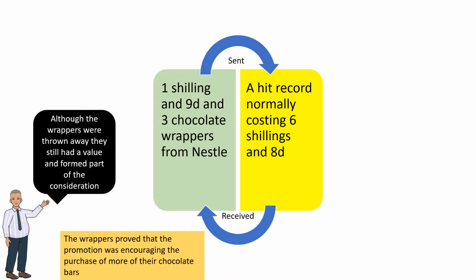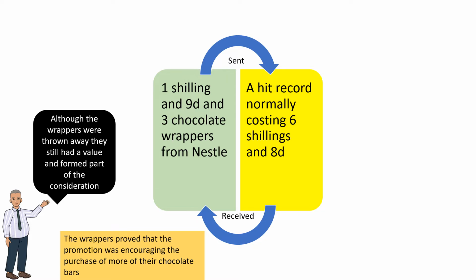Now, what happens if they just paid 1 shilling and 9 pence and didn't produce any chocolate bars, and they were just given records at that price? Well, there would still be consideration, but it wouldn't benefit Nestle at all. They would just be giving the record at a lower price than the retail price. They didn't get any benefit.